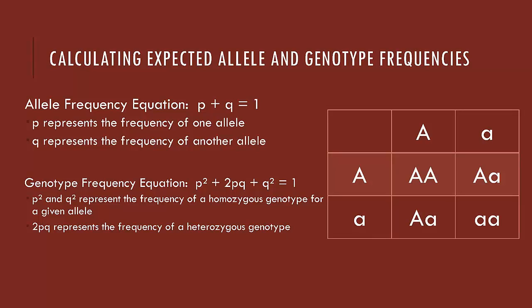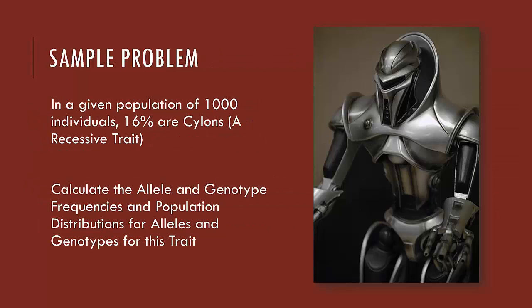Genotype frequencies can be visually related to the Punnett square for a heterozygote cross. So if you look, we have P squared is the AA, so it's a dominant allele and a dominant allele, whereas Q squared is little a, so Q and Q. And then 2PQ is we have two copies of our heterozygous genotype in the chart. So let's look at an example problem.